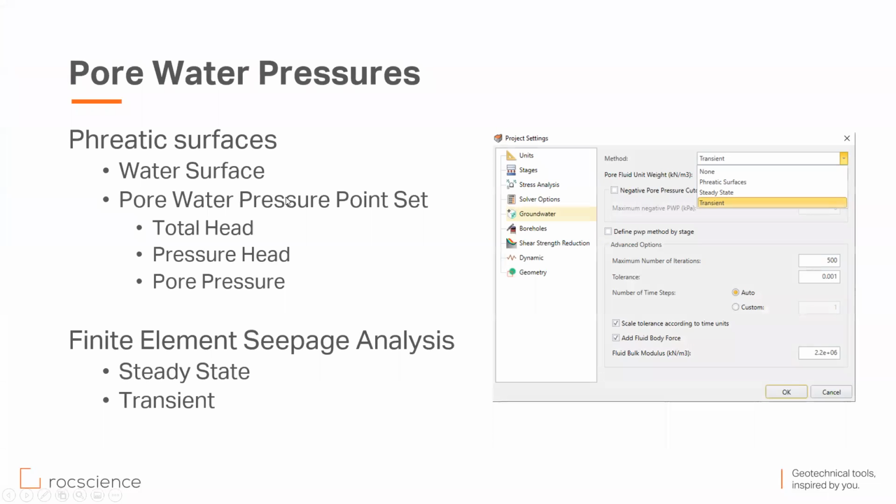You can either use a water surface, similar to what I did for my model. You can use the pore water pressure point set. But if you want to do it very accurately and correctly, you should do it numerically using a finite element seepage analysis, which has two options: steady state and time-dependent transient. This finite element engine, we have it in Slide2 and RS3, so it's an additional engine. So basically, in RS2 and RS3, we have two finite element engines. And in Slide2, we have one limit equilibrium and one finite element engine.